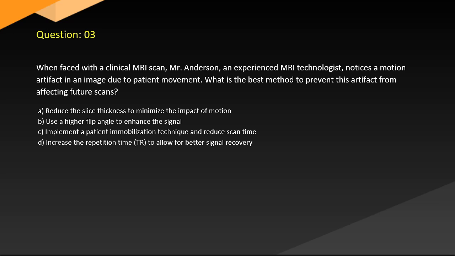Question 3. When faced with a clinical MRI scan, Mr. Anderson, an experienced MRI technologist, notices a motion artifact in an image due to patient movement. What is the best method to prevent this artifact from affecting future scans? A. Reduce the slice thickness to minimize the impact of motion. B. Use a higher flip angle to enhance the signal. C. Implement a patient immobilization technique and reduce scan time. D. Increase the repetition time (TR) to allow for better signal recovery.